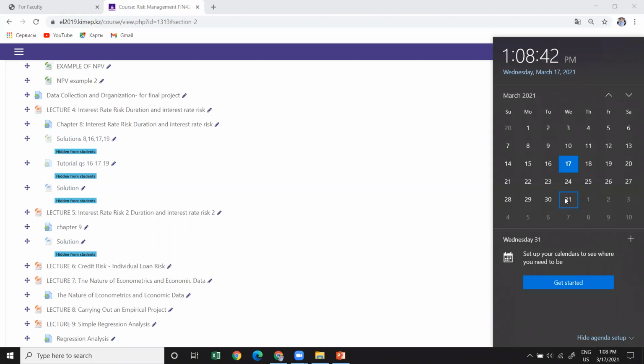I will make an adjustment to that. So I will put the announcement later on Moodle as well. There are only 2 chapters included. One is interest rate risk, and the other one is interest rate risk 2, duration. So these are the chapters that you're responsible for exam 2.